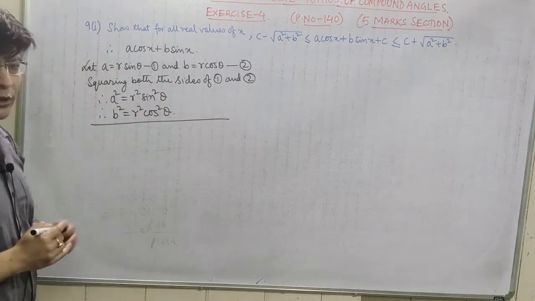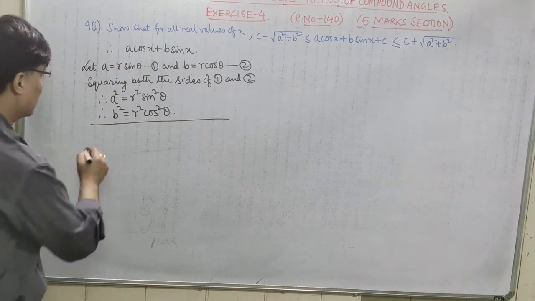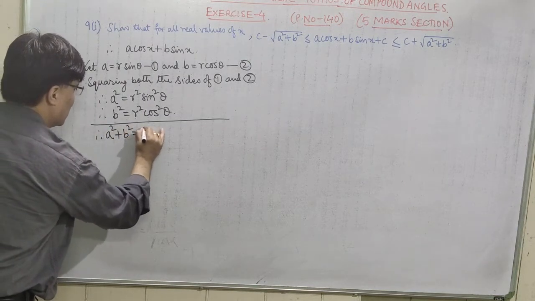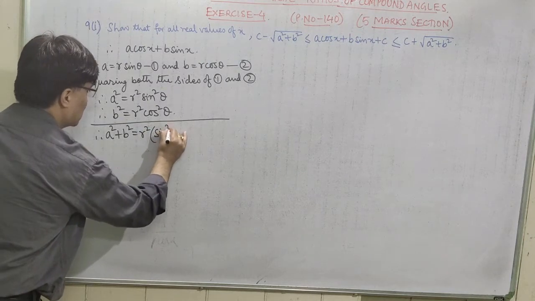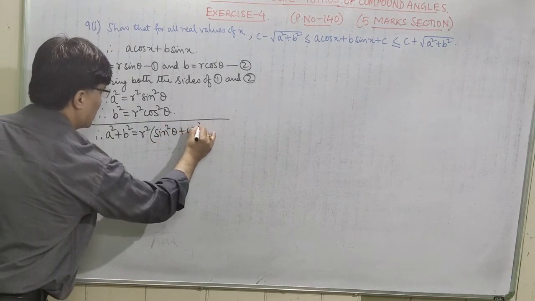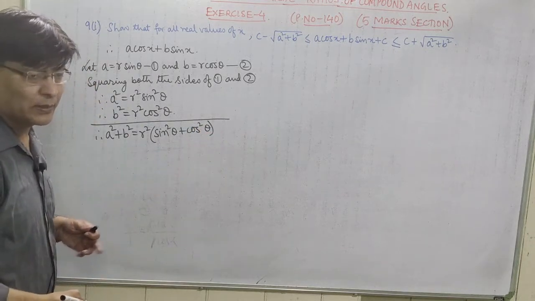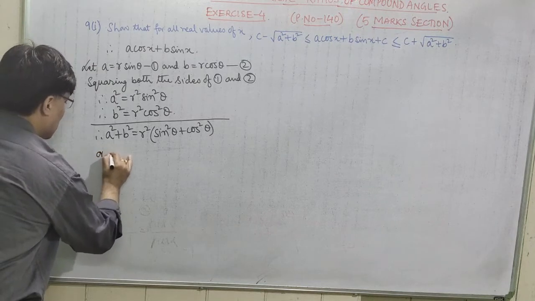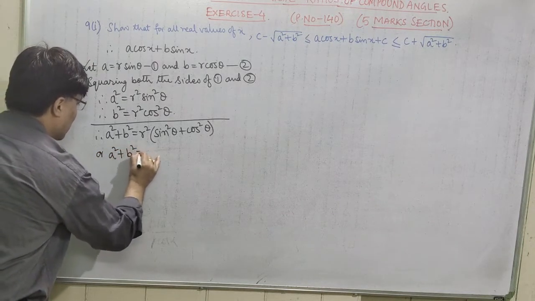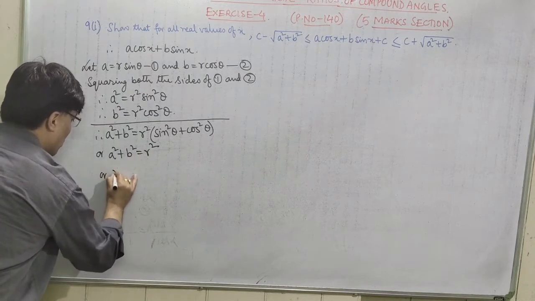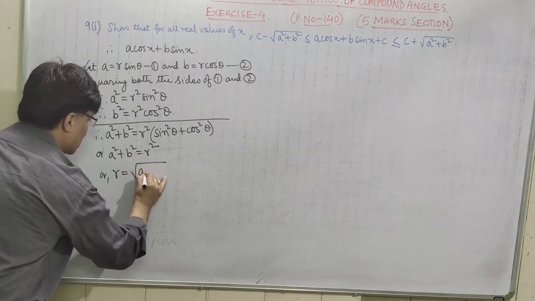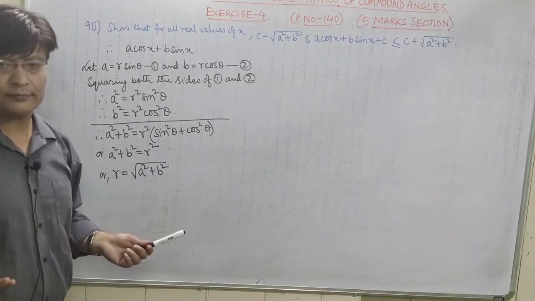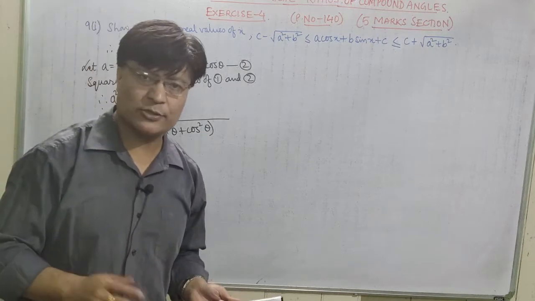So now what will you do? You can add them in order to remove theta, right? So adding, we get a square plus b square is equal to r square within bracket sine square theta plus cos square theta. And you know that sine square theta plus cos square theta is always 1. So it is a square plus b square is equal to r square. Or what will be the value for r? It is square root of a square plus b square. So I think you have understood it.